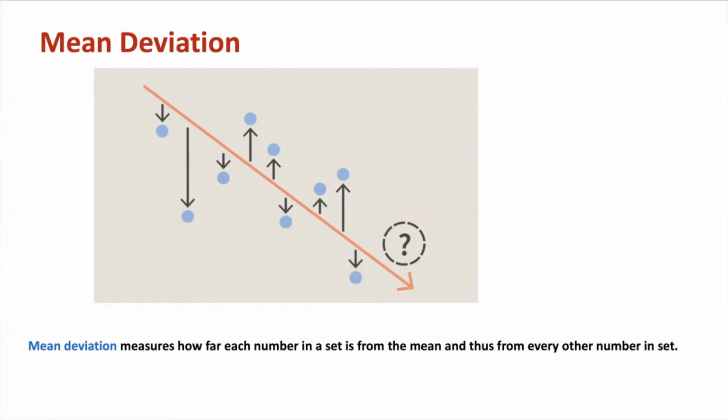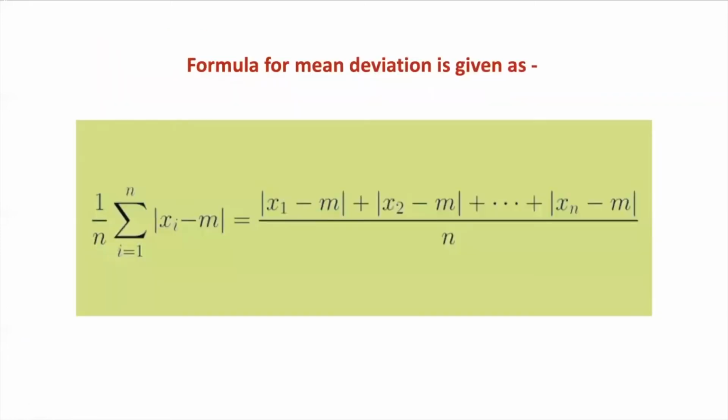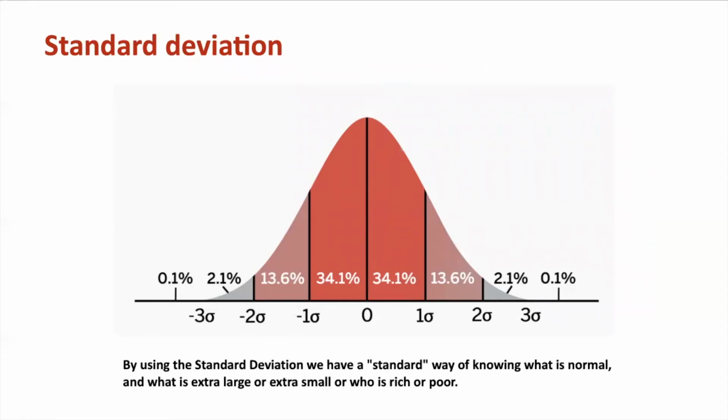And as for mean deviation, it measures how far each number in a set is from the mean, and thus from every other digit in a set. As you can look into the figure, these are our data points, and we will calculate the distance between them from the mean. The formula for the mean deviation is given as the data point minus the mean of the data, plus another data point minus the mean of the data, and so on. And finally, after getting the sum of all this, we will divide it by n, where n is our total number of population.